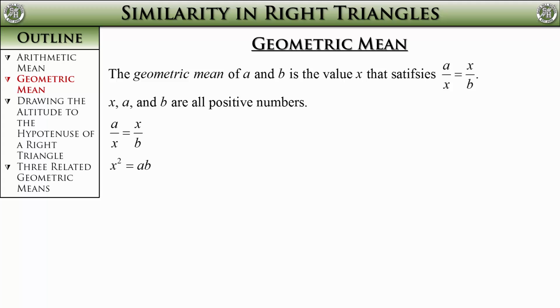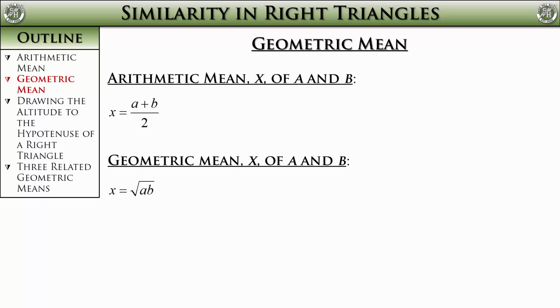Then we take the square root of both sides, since we're solving for x, and end up with x equals the square root of ab. So to find the geometric mean x, you simply multiply the two numbers together and find the square root. This is the summary of the two different types of mean.